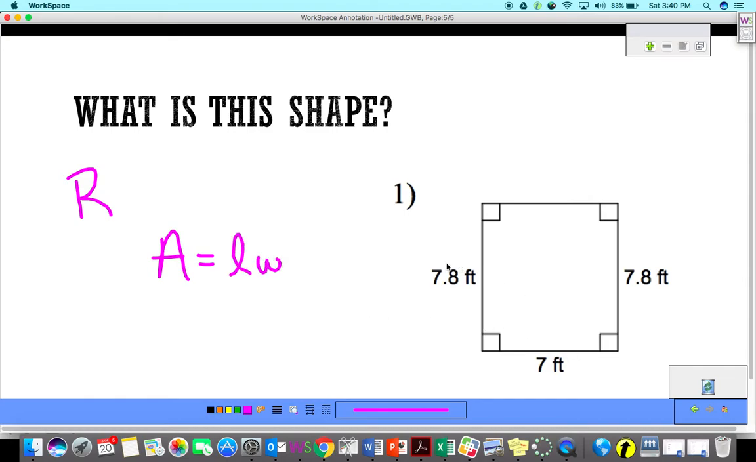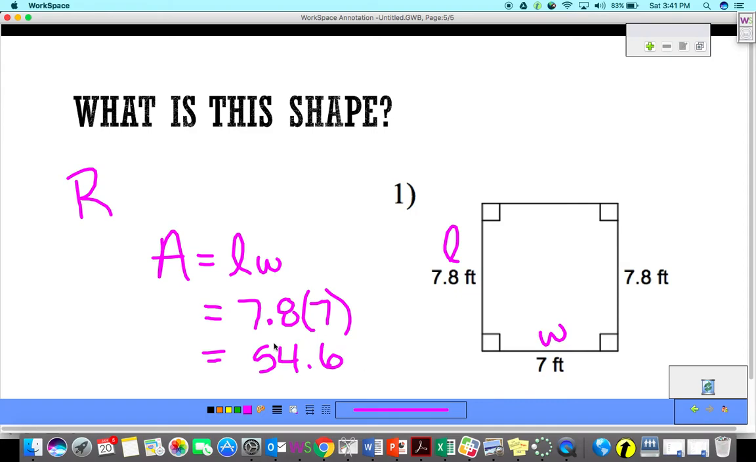I'm going to label the length and the width on my diagram here. Remember, it doesn't matter which one is which because we're multiplying. I'm going to take 7.8 times 7, and I'm going to get 54.6. Now, I need to make sure I label that number there, feet square, because we found the area of this shape. And this was a rectangle.